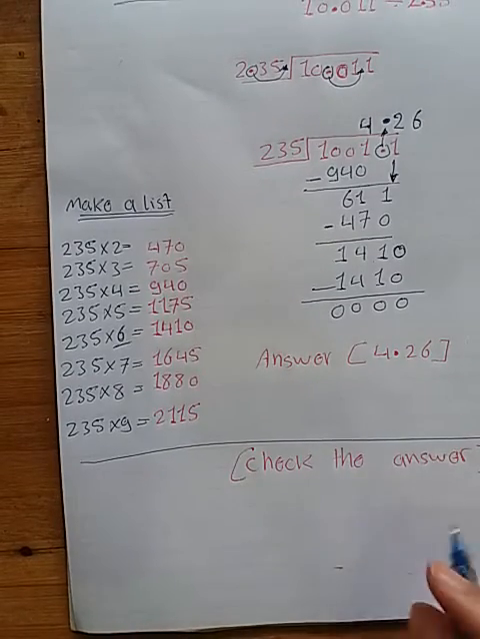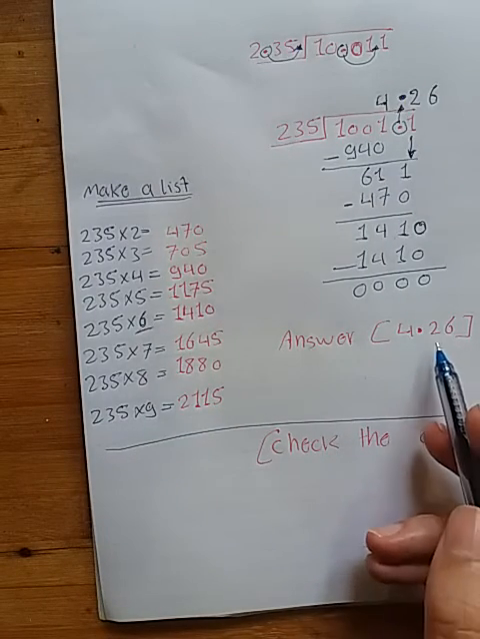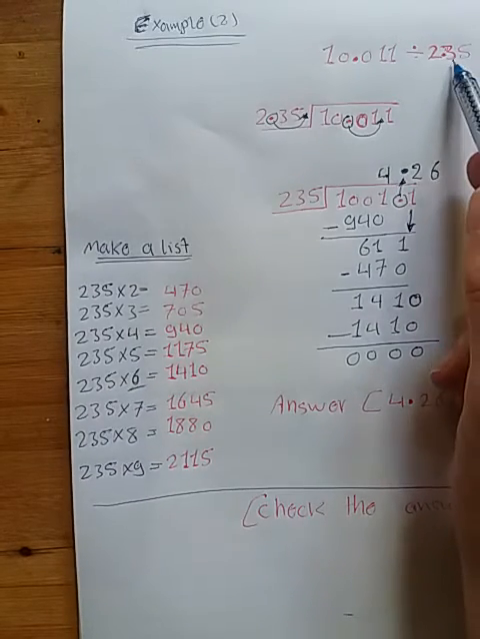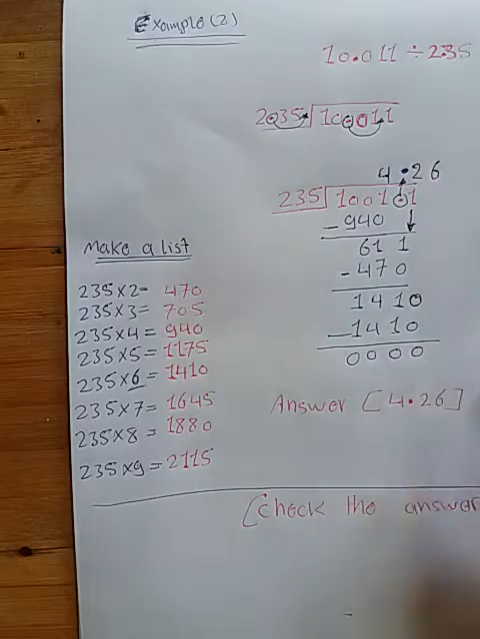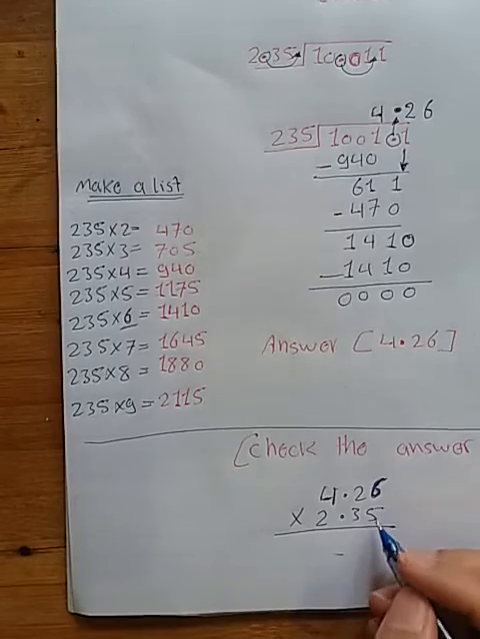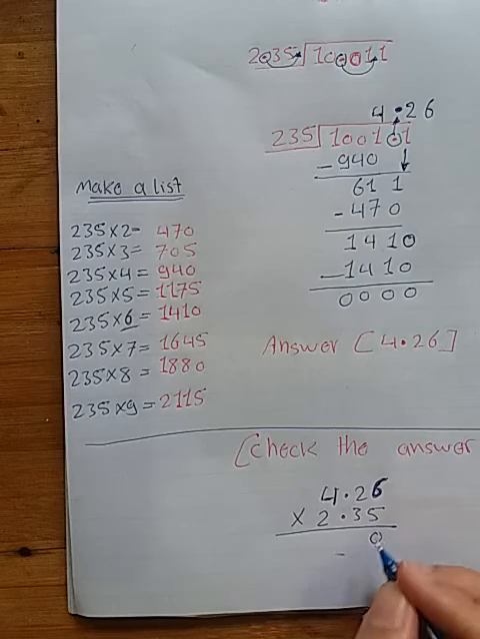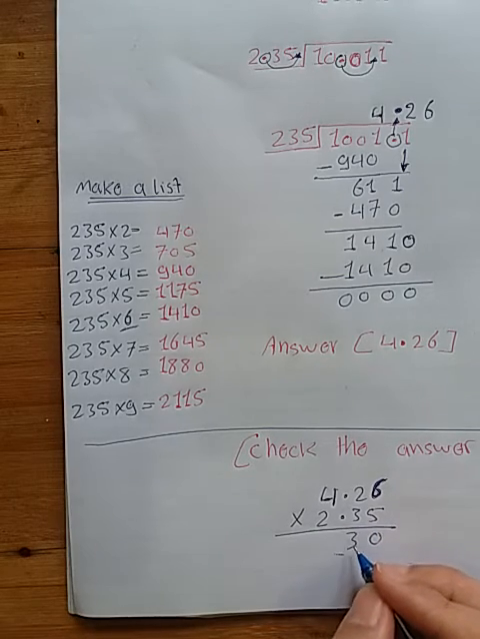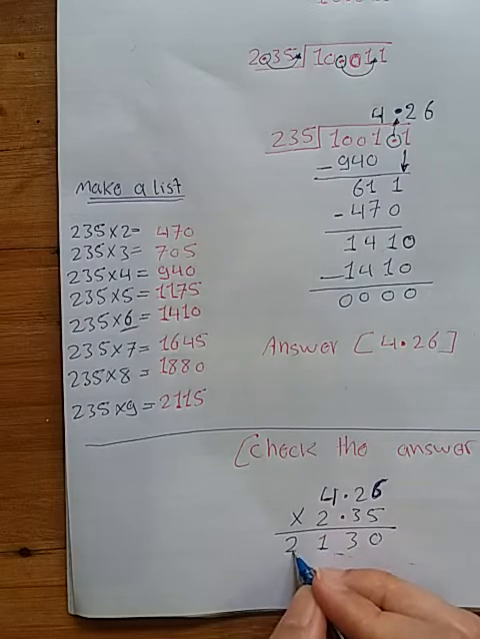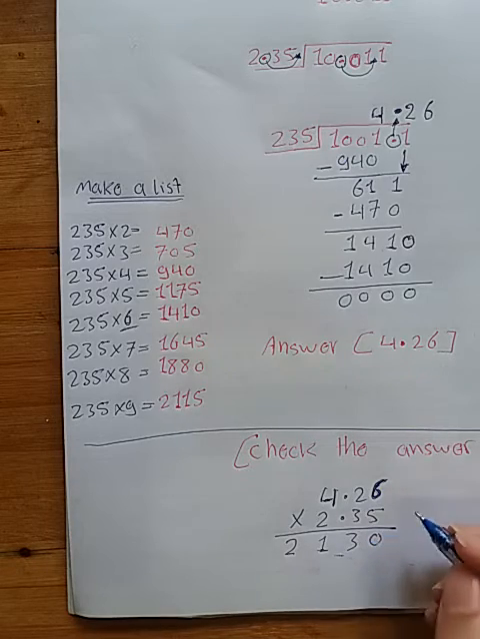How do we know that our answer was correct? By multiplying the answer or the quotient we got, which is 4.26, by the divisor, which is 2.35. We will multiply starting from the first digit and the bottom number. Make sure you line up your numbers correctly.